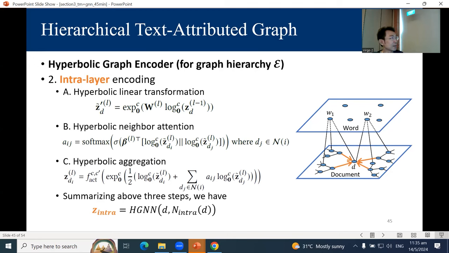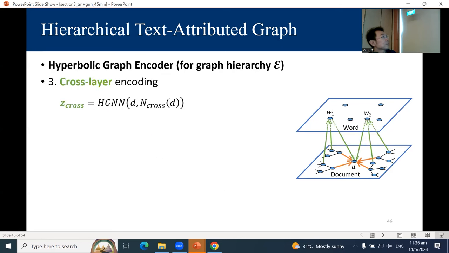Now, you get that in the graph space. Now, we just try to link it to the topic word space. And in this case, this is the cross-layer encoding, because the document graph is in one space, that's the hyperbolic model, and then now we want to go to the word space to model the topic.